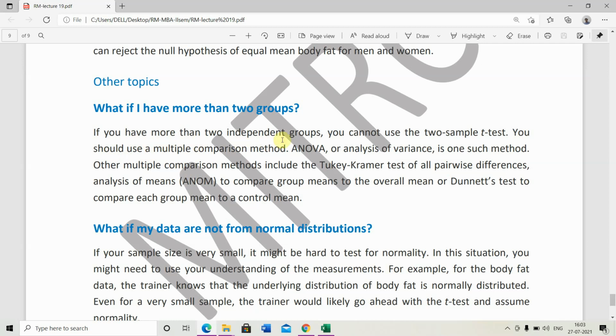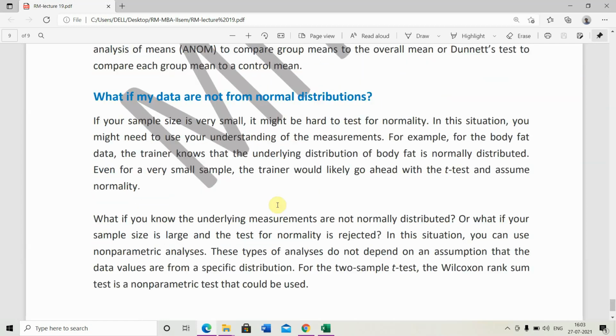If you have more than 2 independent groups, you cannot use the two sample t-test. You should use a multiple comparison method, ANOVA, or analysis of variance. Other multiple comparison methods include the Tukey-Kramer test of all pairwise differences, analysis of means, ANOM, to compare group means to the overall mean, and Dunnett's test to compare each group mean to a control mean.